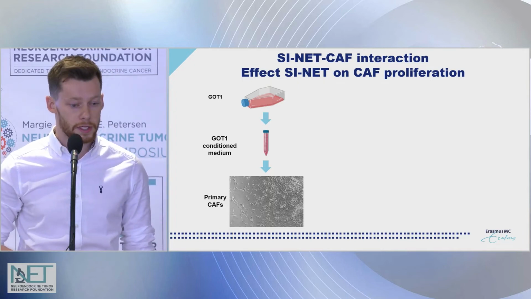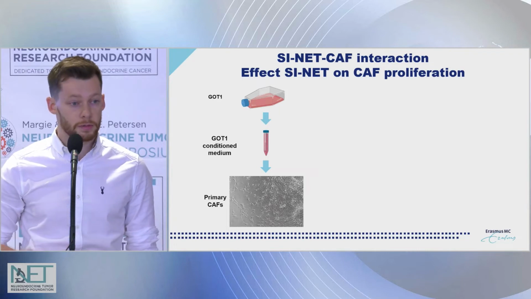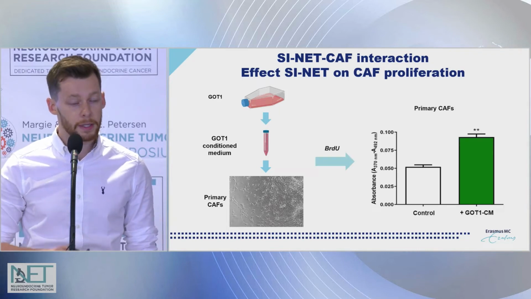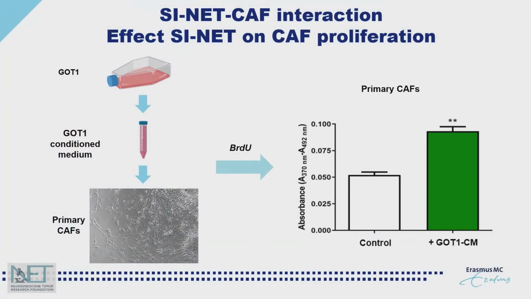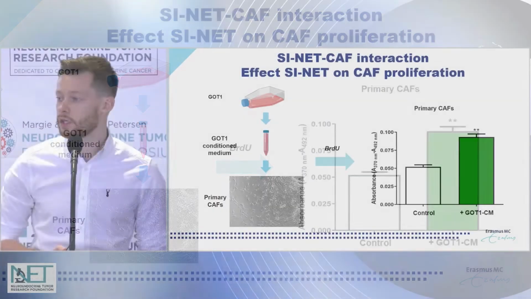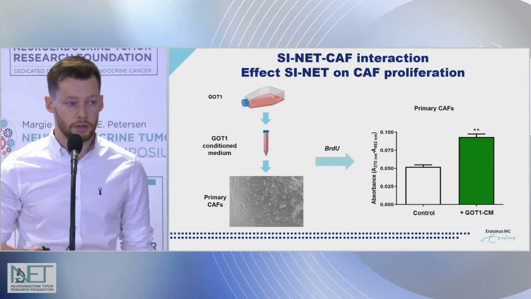isolated from SINET patients. And as part of the optimization of this method, a BrdU assay was performed, and as you can see by the graph on the right-hand side, the proliferation of the primary CAFs increased significantly when they were cultured in the GOT1 conditioned medium, compared to when they were cultured in a control medium containing no serum and 0.1% BSA.